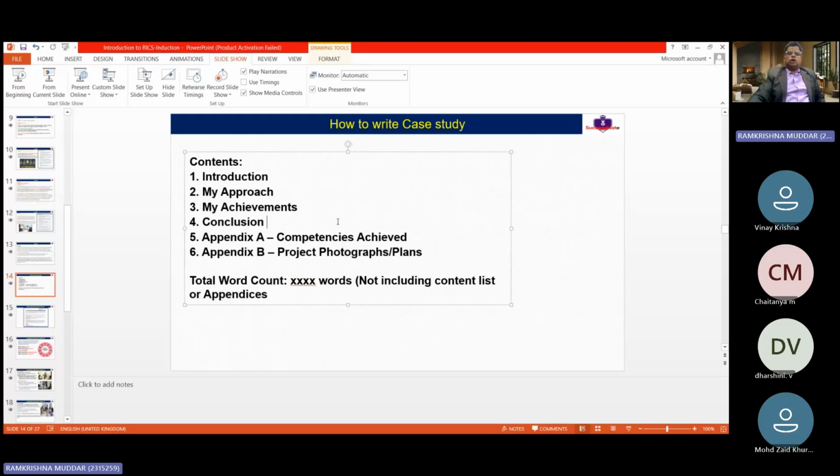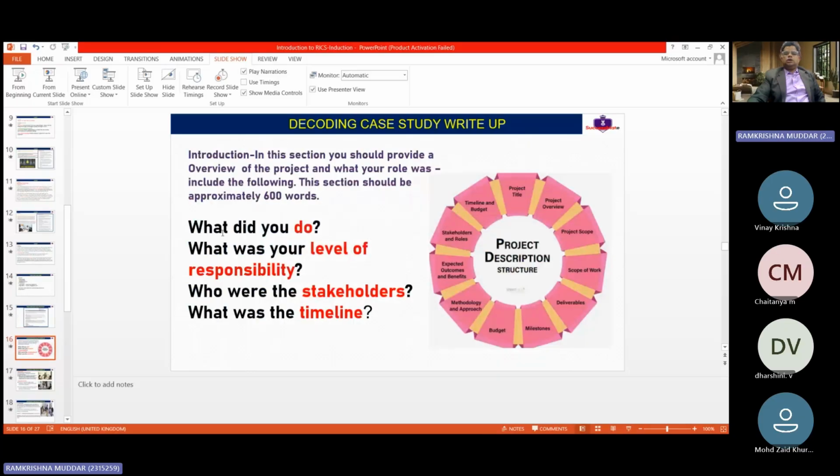So basically, you have to introduce your project. What is your project? What is the scope of it? What is the overall cost of the project? Understand? So in this section, you have to provide an overview of the project. What is your role as the project manager, as a senior quantity surveyor or a commercial manager? So that will be the introduction part.